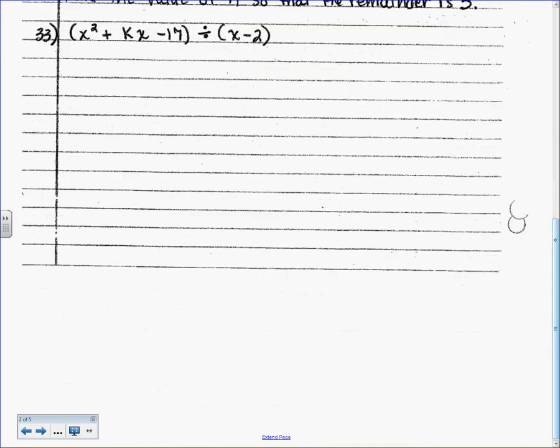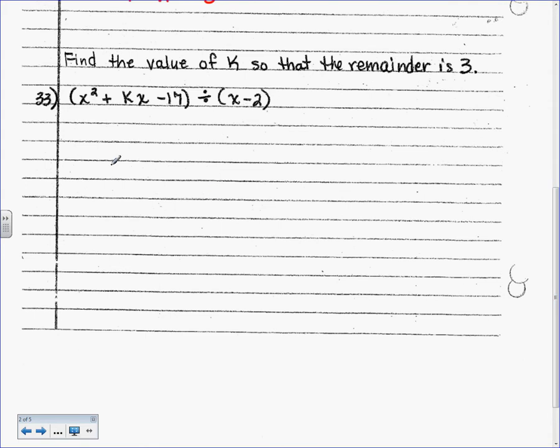Okay. Find the value of k so that the remainder is 3. What goes in the box? 2. What goes behind it? 1. Don't overthink it. k. -17. What else do you know? We know the remainder is 3. Okay? Is anyone confused about how I set that up?